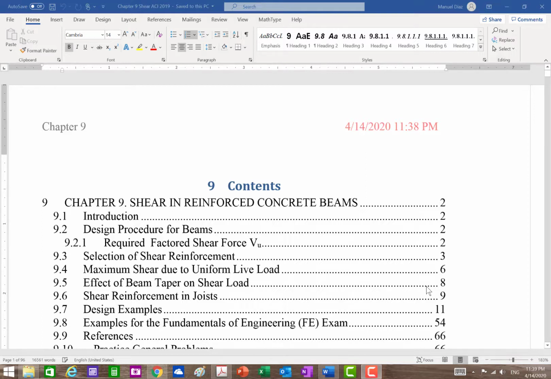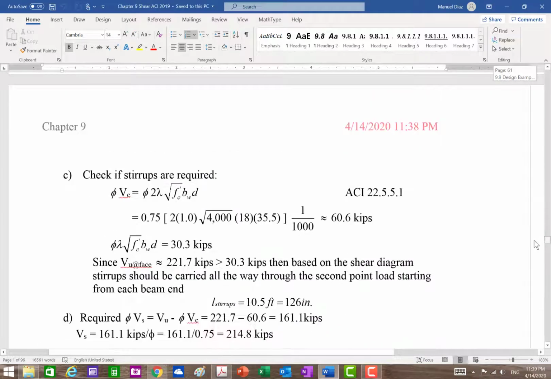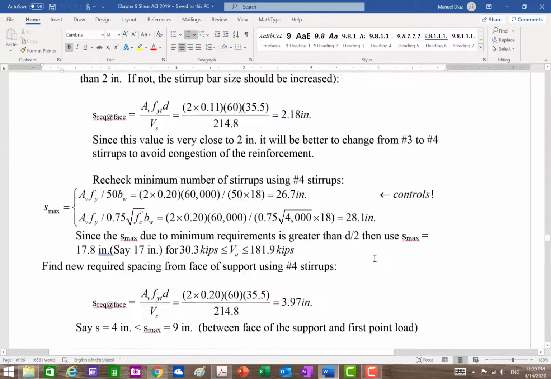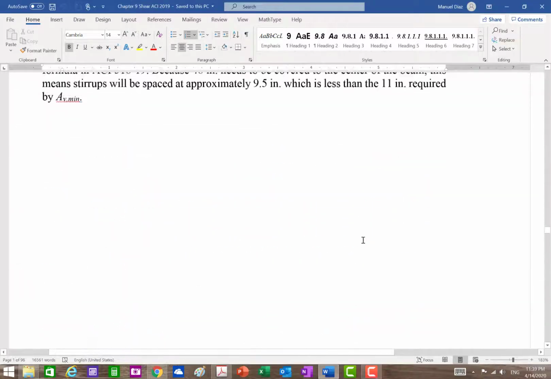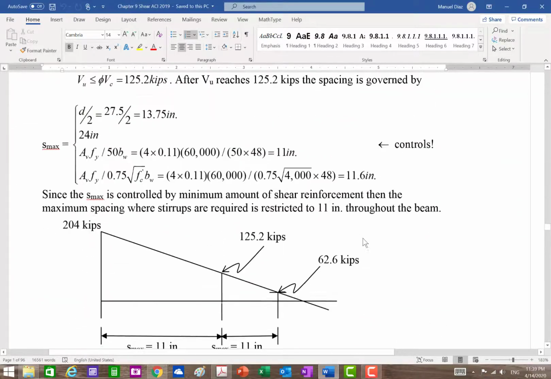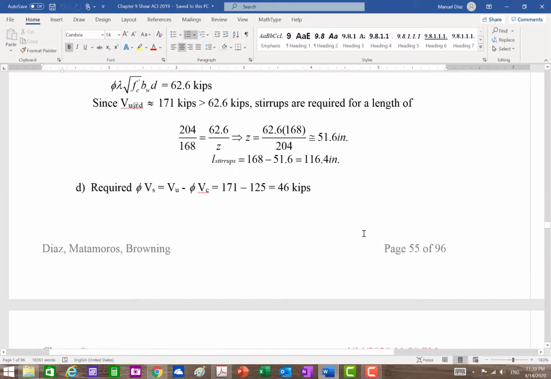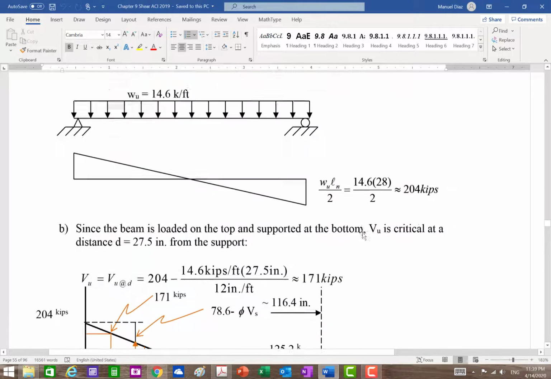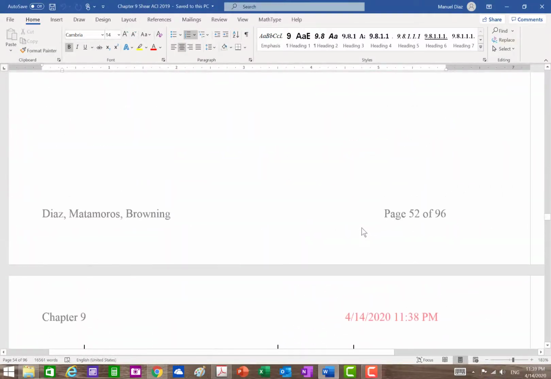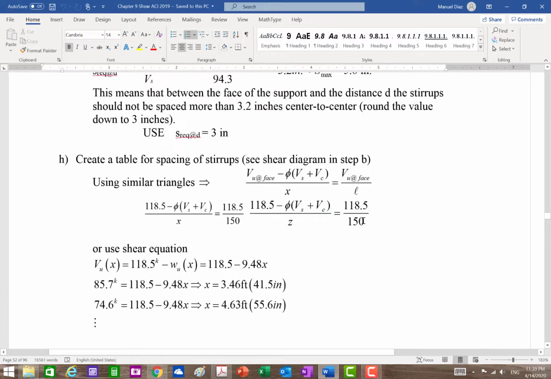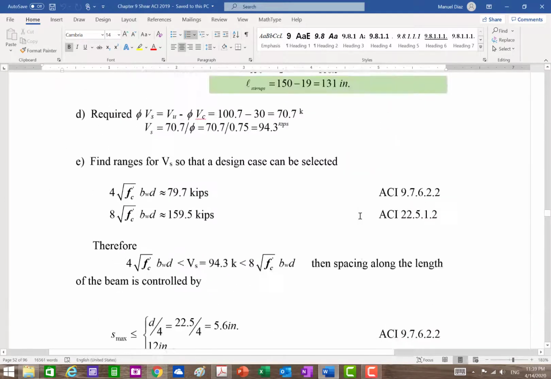Okay, so now we're going to do more examples on shear. We're going to continue with example 9.2. What it will show you is the use of a table for selecting the spacing of the stirrups, and then also will show you how to plot the shear strength that you are providing based on your design.